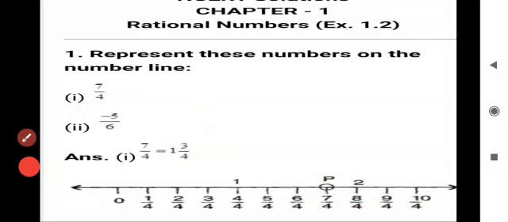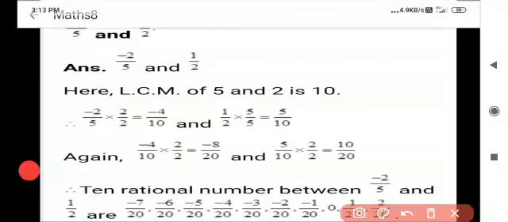Likewise, minus 5 by 6, the denominator is 6, you want to divide the whole number line by 6, you get the answer. Question number 4. Find 10 rational numbers between minus 2 by 5 and 1 by 2. For this case, the denominator is not equal. One is 5, another is 2.